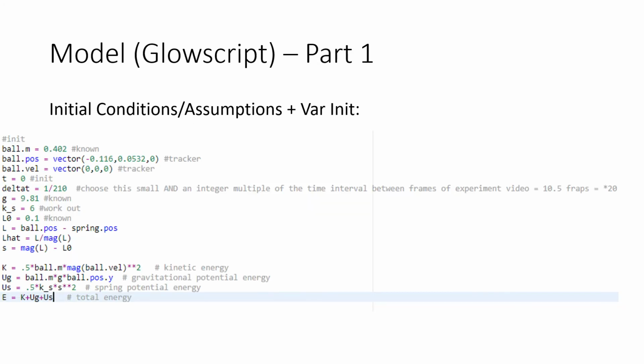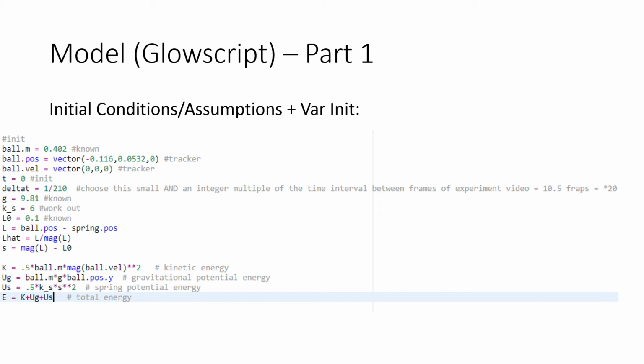Now to set up my Glowscript model, the first thing I had to do was again make a bunch of initializations. You see these here. Some of these are given to us in the video or in the assignment, for instance the mass of the ball, our yardstick. And some of these I had to work out, such as my spring constant, and some of these are obviously calculated.